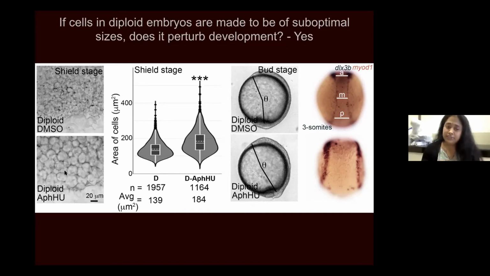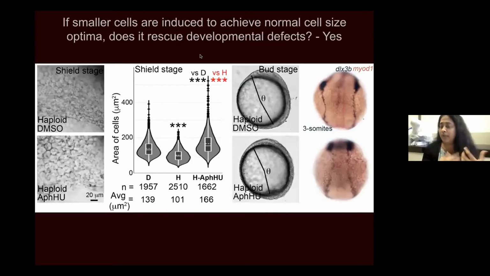Now the other condition. Since we could use a drug combination and increase the cell size in a zebrafish embryo, we use this exact same regime in a haploid embryo. So remember, haploid embryos are made of smaller cells. So we wanted to ask, if we subjected a haploid embryo to the same drug regime and increased its cell size, would it have a consequence on development? What would its effect be on development? And that is this series of experiments.